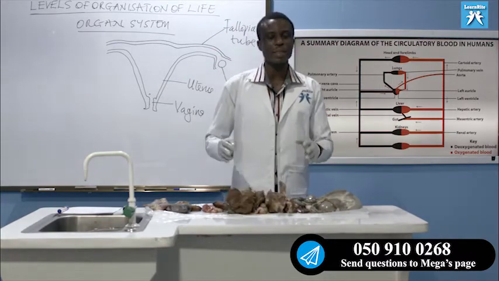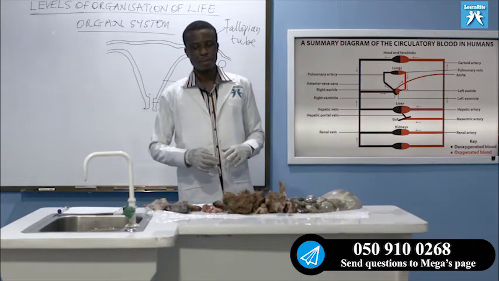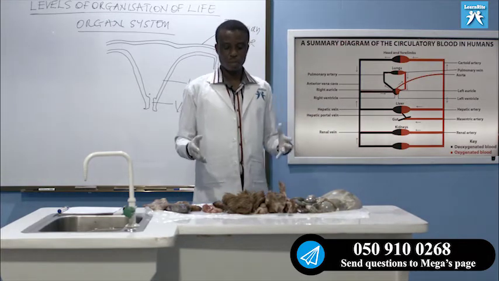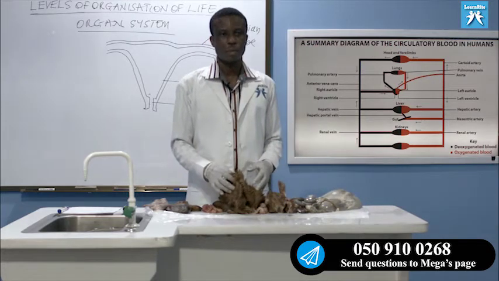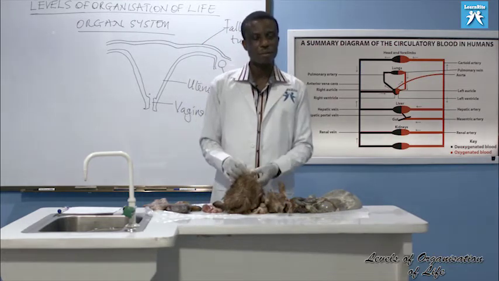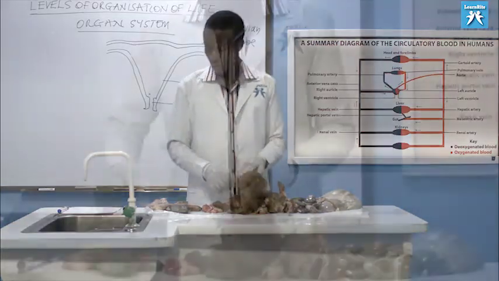There's another system known as integumentary. Integumentary is for protection. The system made up of skin, fur, hooves.